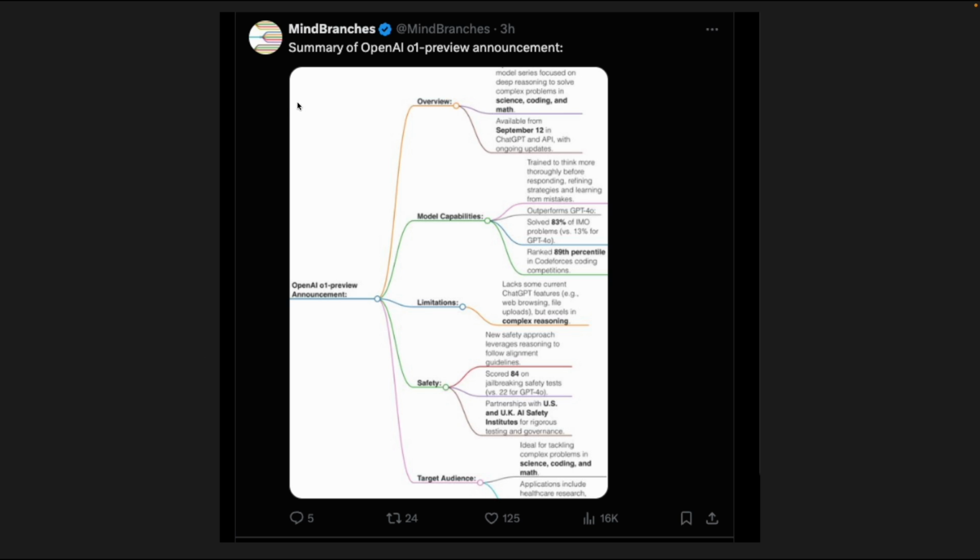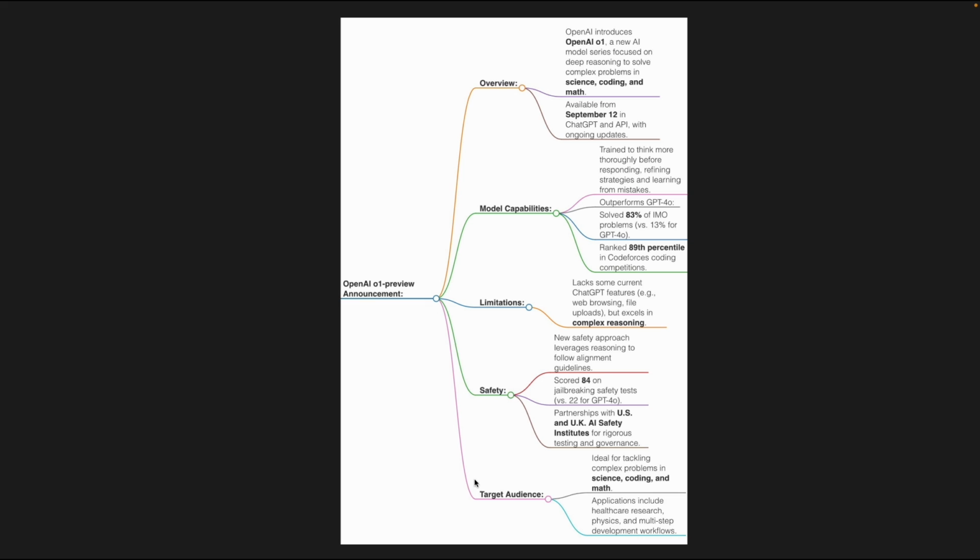Now, here is a nice summary provided by this, I don't know if it's a person, of some things that they announced this time. So O1 Preview announcement, talk about safety, target audience, overview, model capabilities. And when you go through OpenAI's website, they are actually approaching this model for people who are researching coding and science-based problems. And then they also have some limitations and other problems with what they have shown so far. So let's get into it.